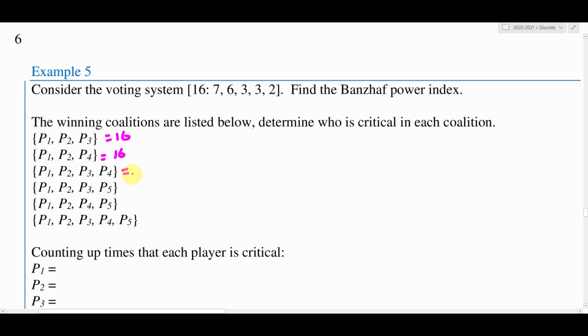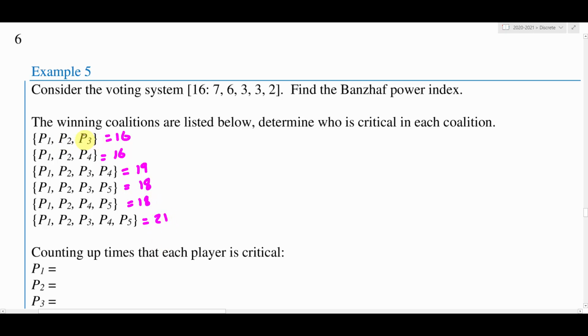Then for player 1, player 2, player 3, player 4, they have a total weight of 19. This next one, player 1, 2, 3, and 5, has a weight of 18. And then player 1, 2, 4, 5 also has a weight of 18. And if everyone were to team up and say, yes, we want to pass a measure, they would have a grand total of 21. That would be the total number of votes that we have there.